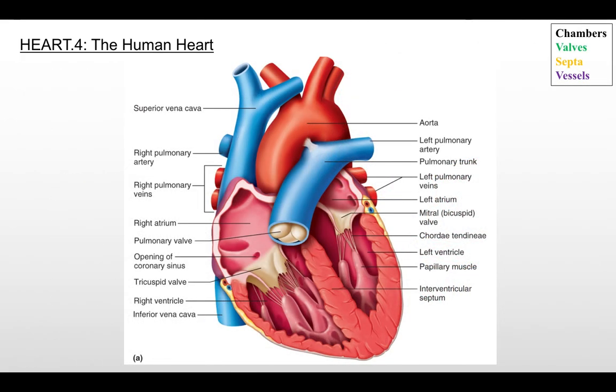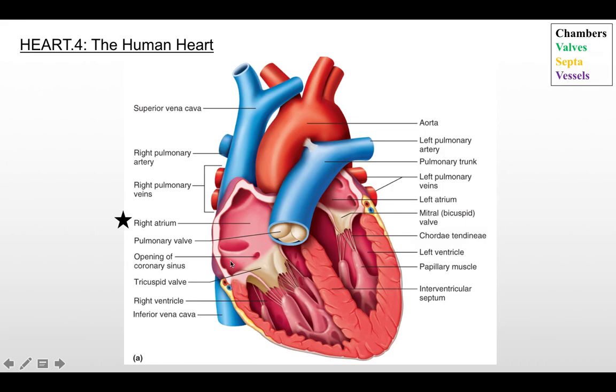Here is a list of most, if not all, of the structures you'll have to identify on the heart. And I am going to highlight which ones are chambers, valves, septa, which means like dividers, and vessels. And I've color coded them so that if you're drawing this in your notes, you can color code the picture that you draw. So chambers first. We are mammalian and we have 4 chambered hearts. So there are 2 chambers on the right side and 2 chambers on the left side.